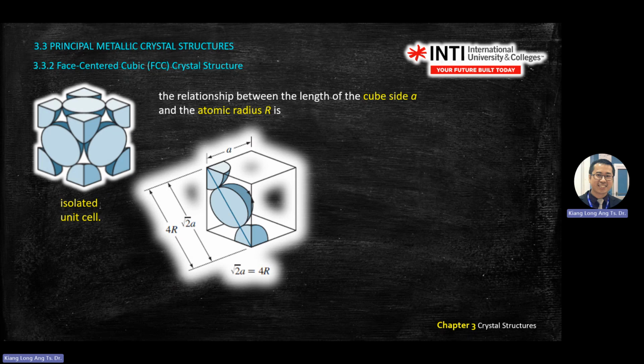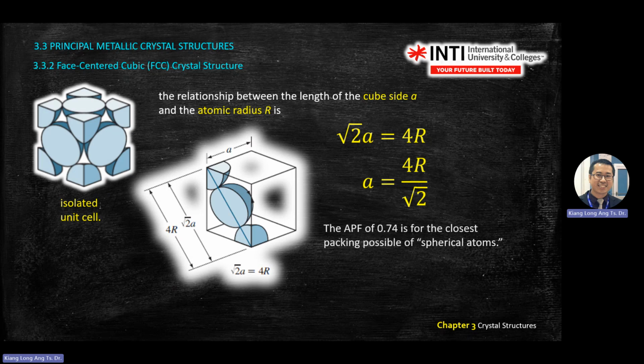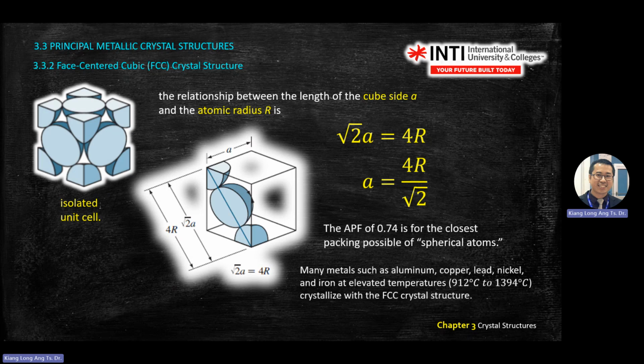So we want to always find a equal to something, right? a equal to 4r over square root of 2. So don't confuse between the BCC and FCC. BCC is square root of 3. FCC is square root of 2. Okay. So this is for FCC. We need this formula to calculate for complex problems. Make sense? Okay. So if you do calculation, you can get APF equal to 0.74.